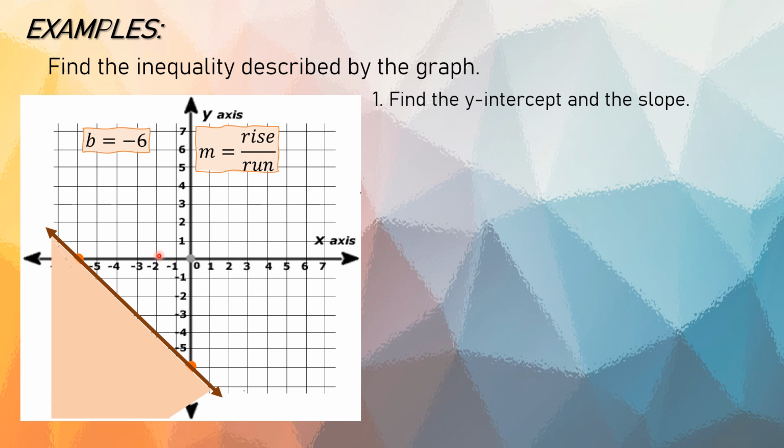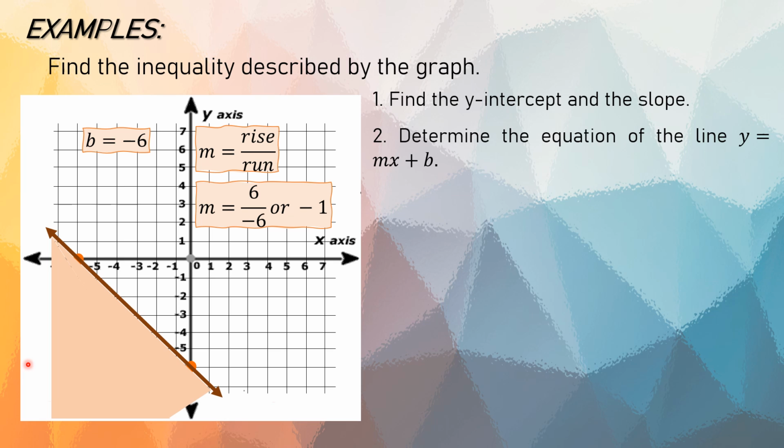Next, run. Since pakaliwa ang run, ibig sabihin ang ating run ay negative. So, let us count simula sa 0, 1, 2, 3, 4, 5, 6. So, the slope is 6 over -6 or -1 because 6 divided by -6 is -1. So, meron na tayong slope at y-intercept. Proceed na tayo sa second step.